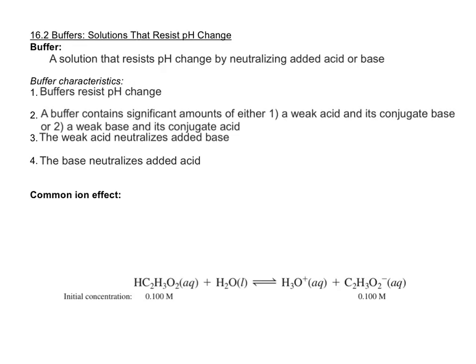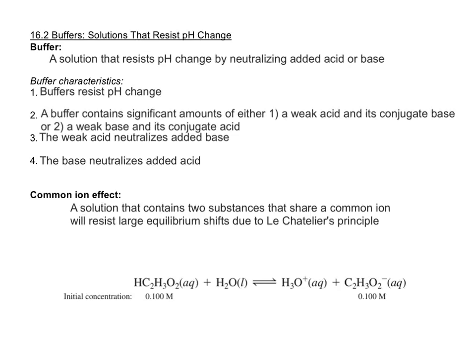Okay, so the common ion effect is named that because the solution contains two substances, in this case HC2H3O2 and then the acetate ion, and they are in common. So both of those contain the acetate ion, and so because of Le Chatelier's principle, we don't get a shift in one direction or the other very much, which results in a very small change in the H3O plus concentration, which is how we get our pH.